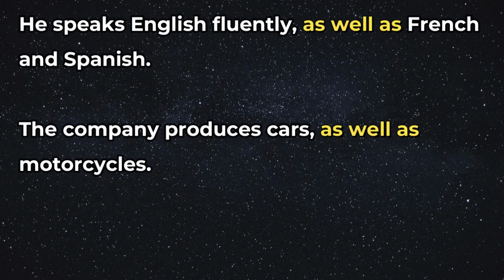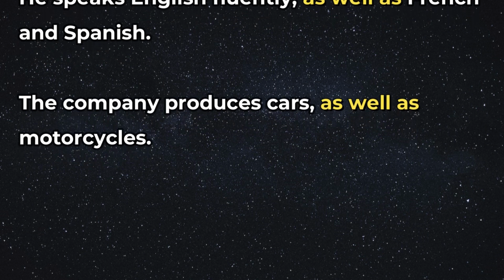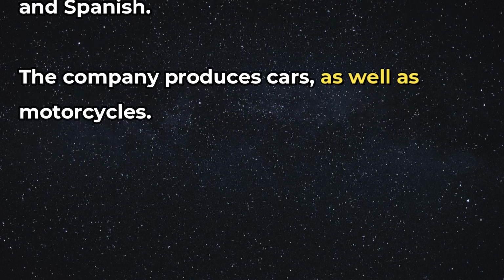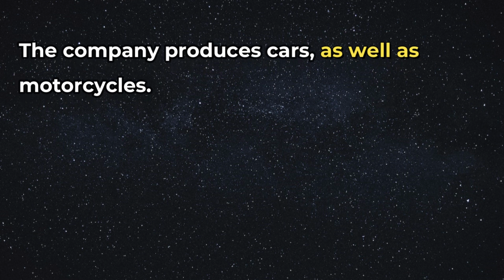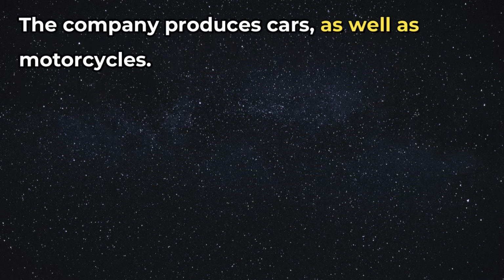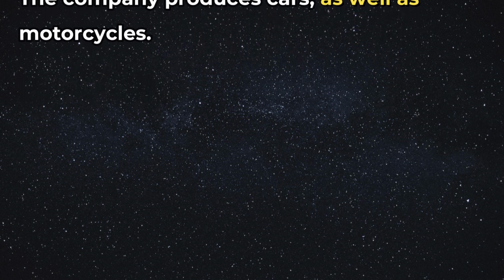In summary, both and as well as are used to connect things in a sentence. However, and is used when we want to show a simple addition or combination of ideas, while as well as is used when we want to add something extra or additional to what has already been mentioned.